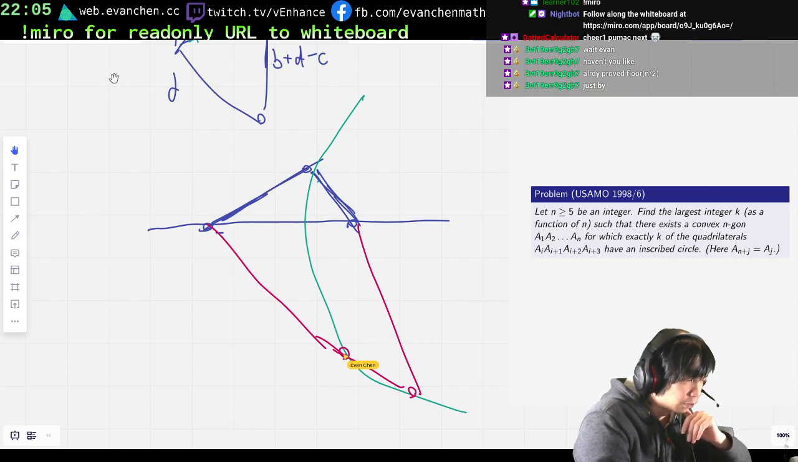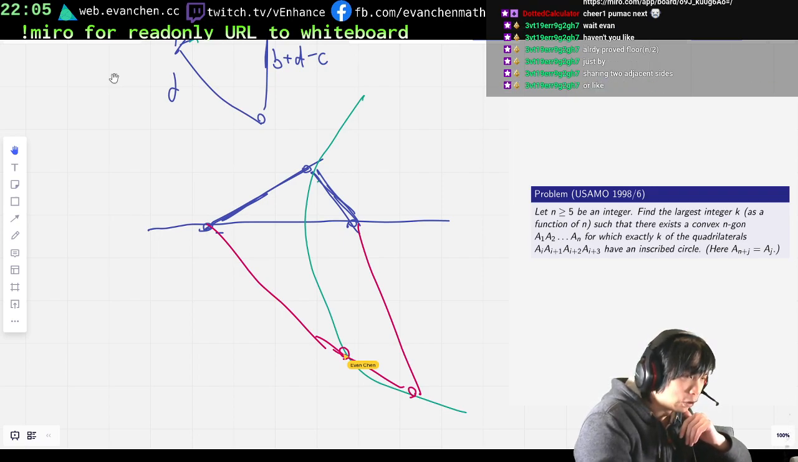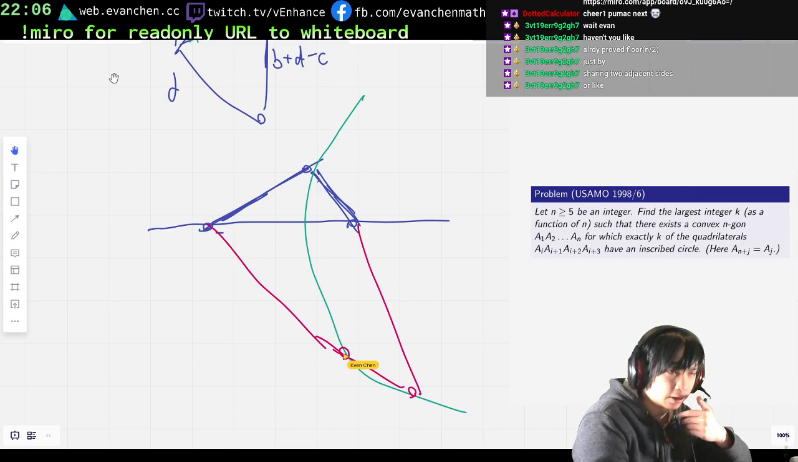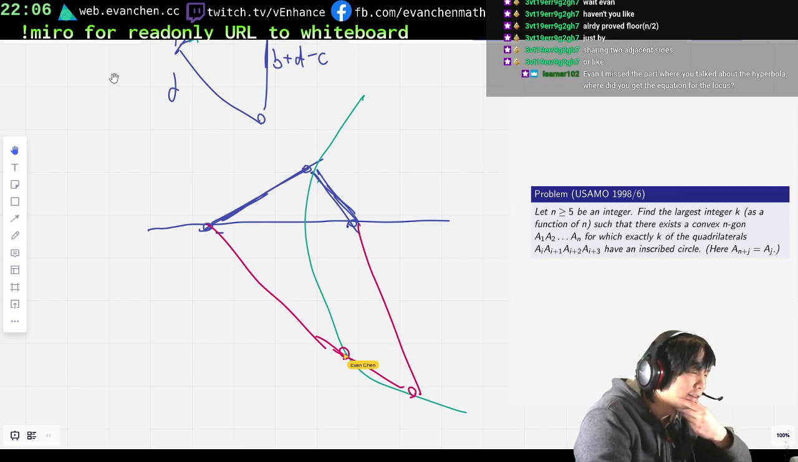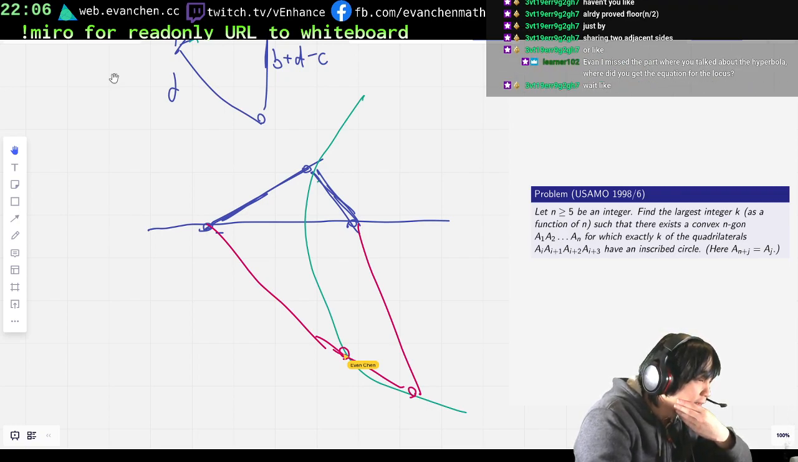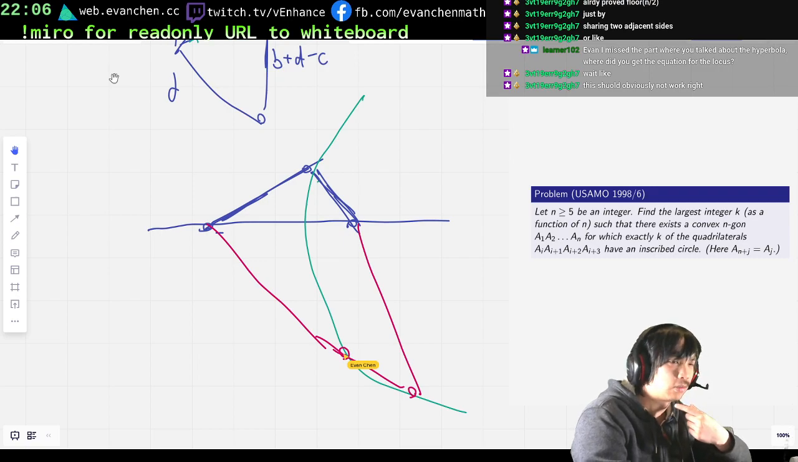Haven't you already proved 4n over 2? Well, I mean, if you look on the board, there is a picture that looks plausibly like a pentagon for which the 2 quadrilaterals share adjacent sides. So, like, I don't know. I didn't get any equation. I'm using the definition of a hyperbola as like a locus. This should obviously not work. I don't think it's obvious. I mean, does this picture look that wrong?